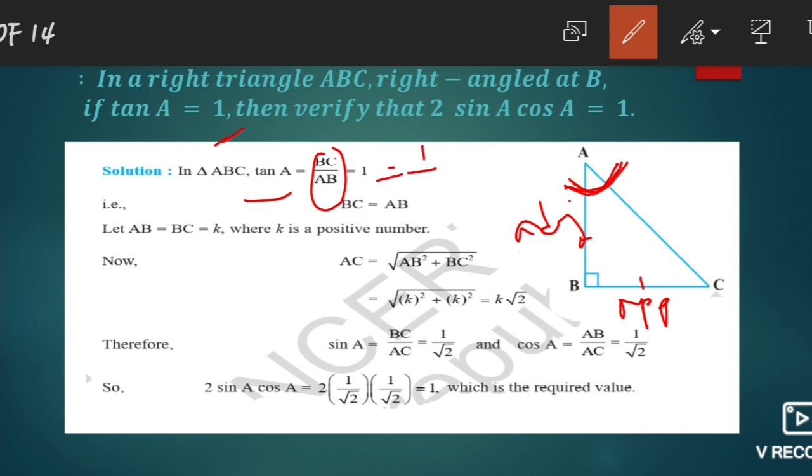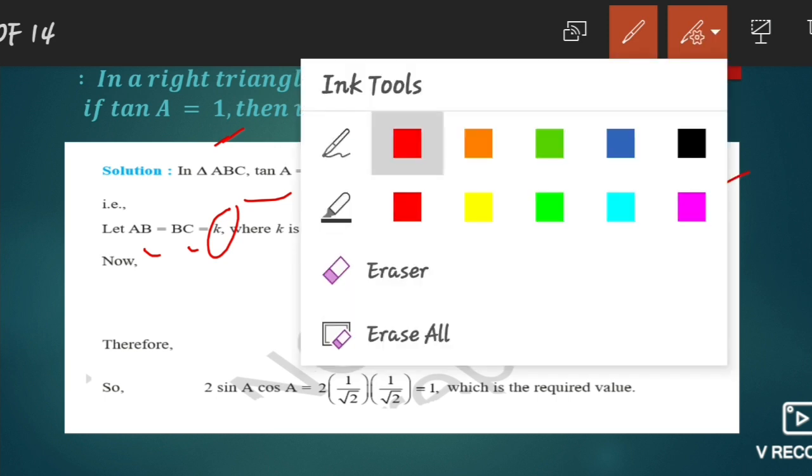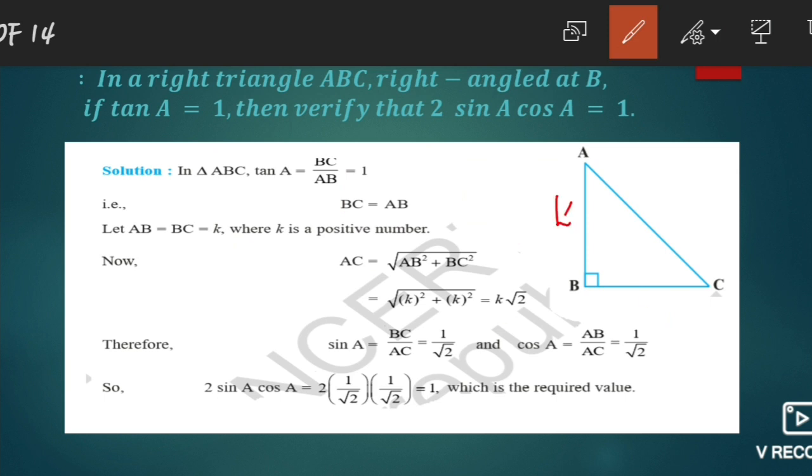1 can also be written as 1 by 1. So the ratio of BC is to AB is equal to 1 is to 1. So I can consider BC and AB as K. Both are K because the ratio is 1 is to 1. So this is K, this is also K. You can find the value of the hypotenuse by using Pythagoras theorem. By Pythagoras theorem, the value of AC will be K root 2. So you got this side as K, this one also K, and this one as K root 2.